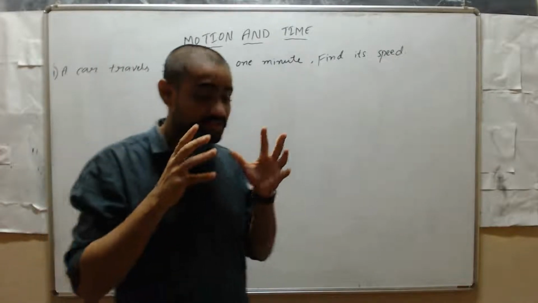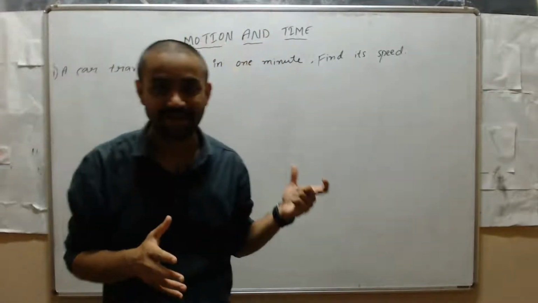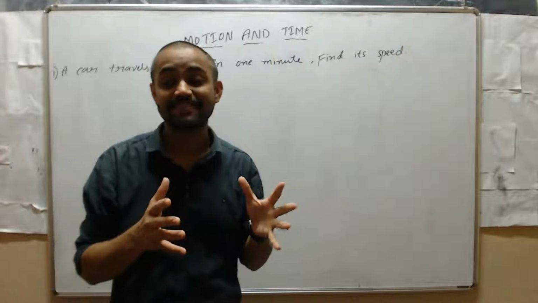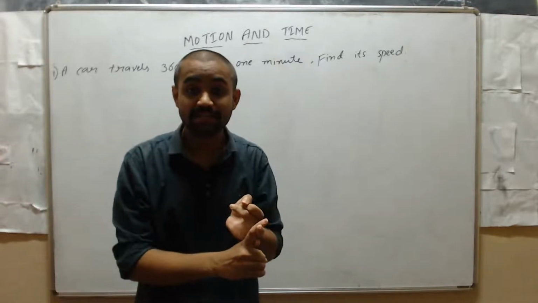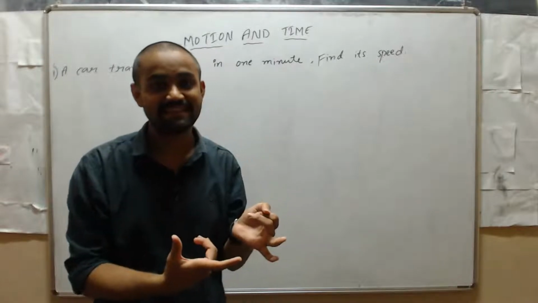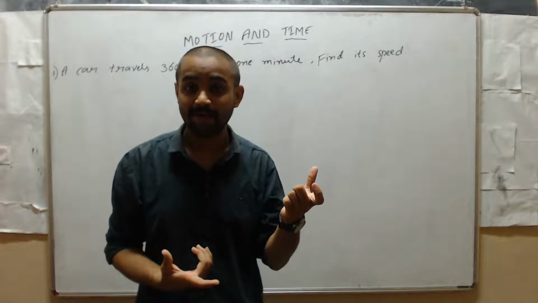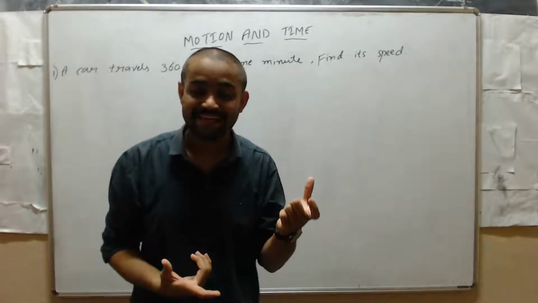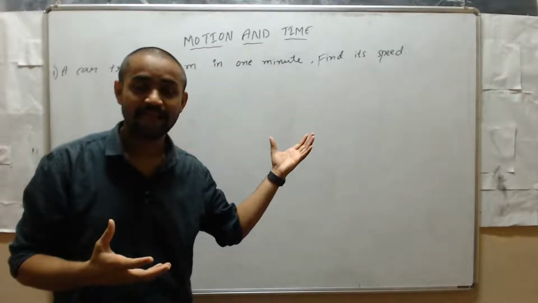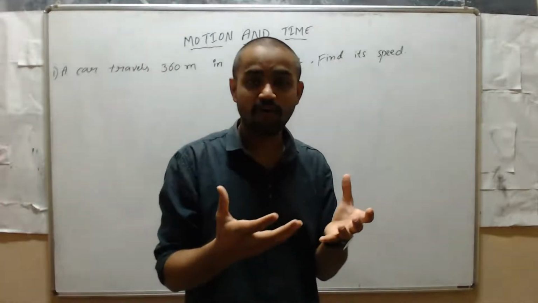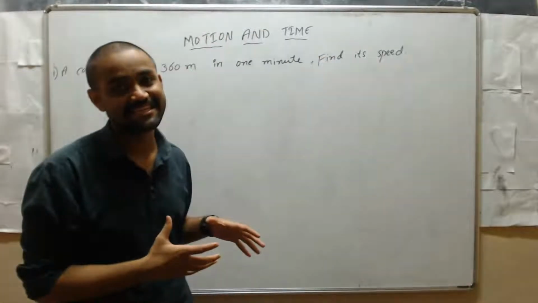This is the part 2 video on the lesson motion and time. In the previous video, we studied the definition of motion and the speed of motion, and we saw some examples on speed. Have you remembered that? In this video, let's see some more examples on speed, as well as uniform motion and non-uniform motion. Let's start today's session.